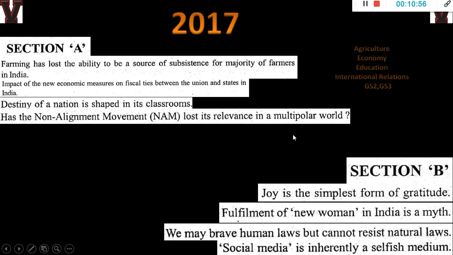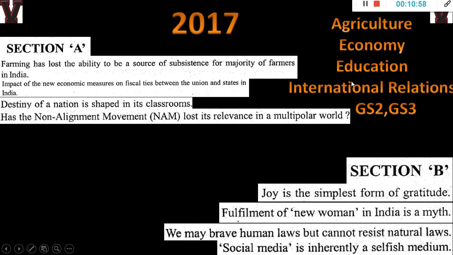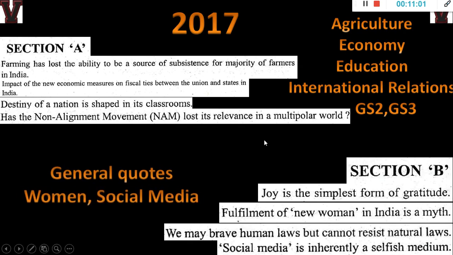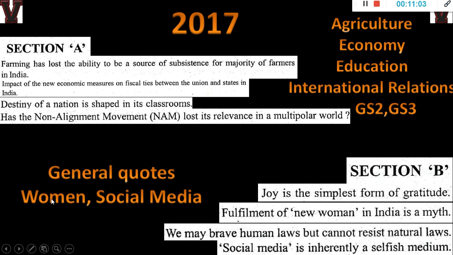So these two other things came, and what are the topics? If you see agriculture, economy, education, so it's full GS2 and GS3. Here if you see, there are some general quotes, and women is there, and social media is there. So kind of again GS3. So this is how the questions generally come.